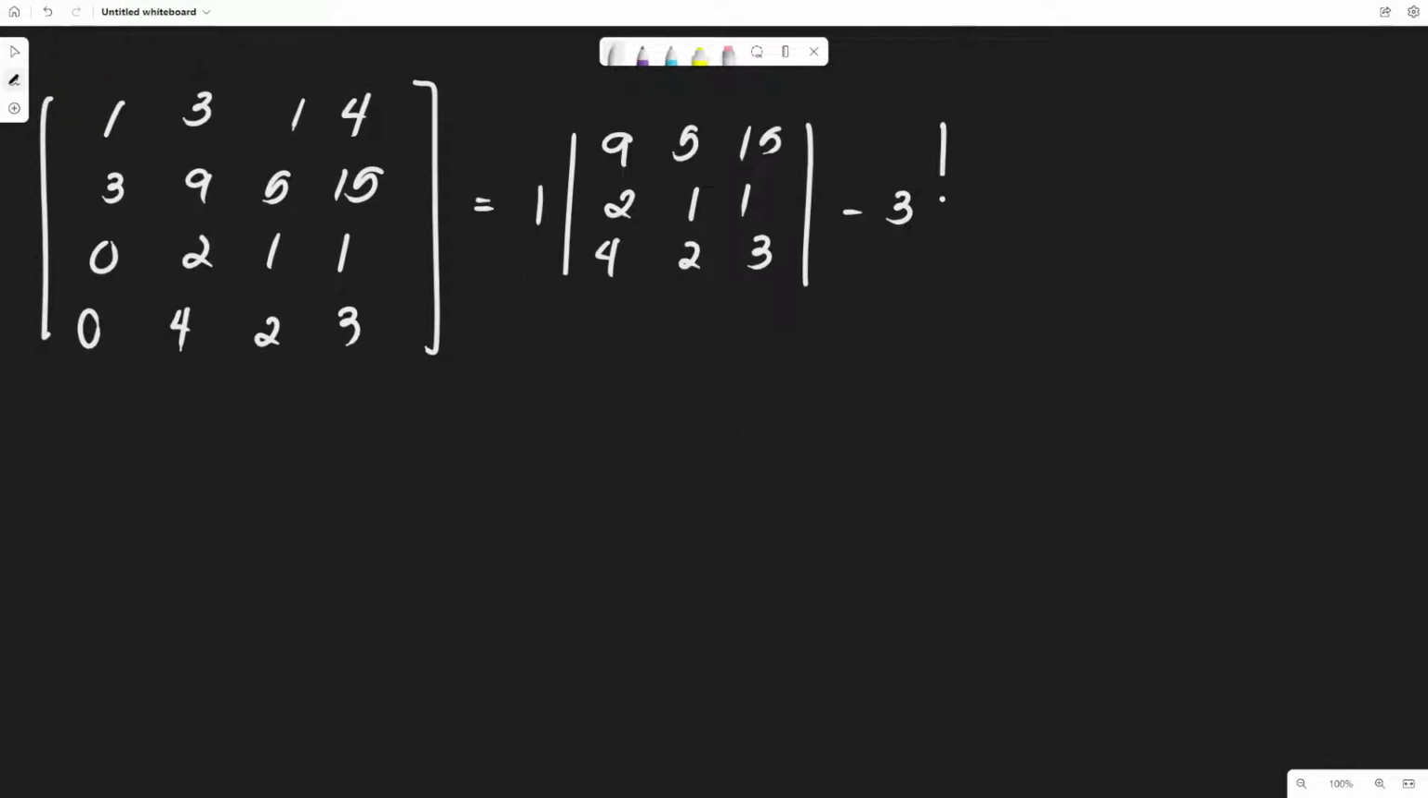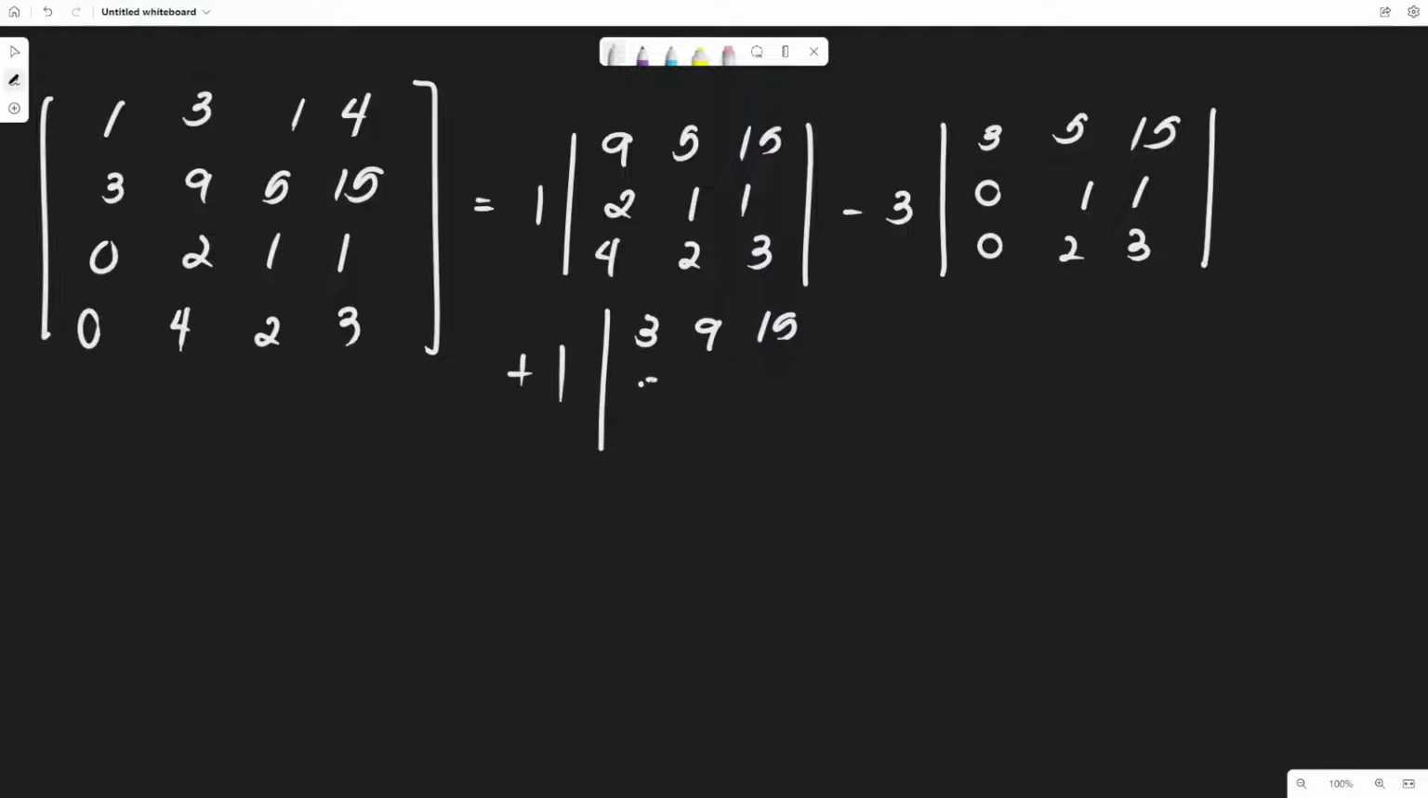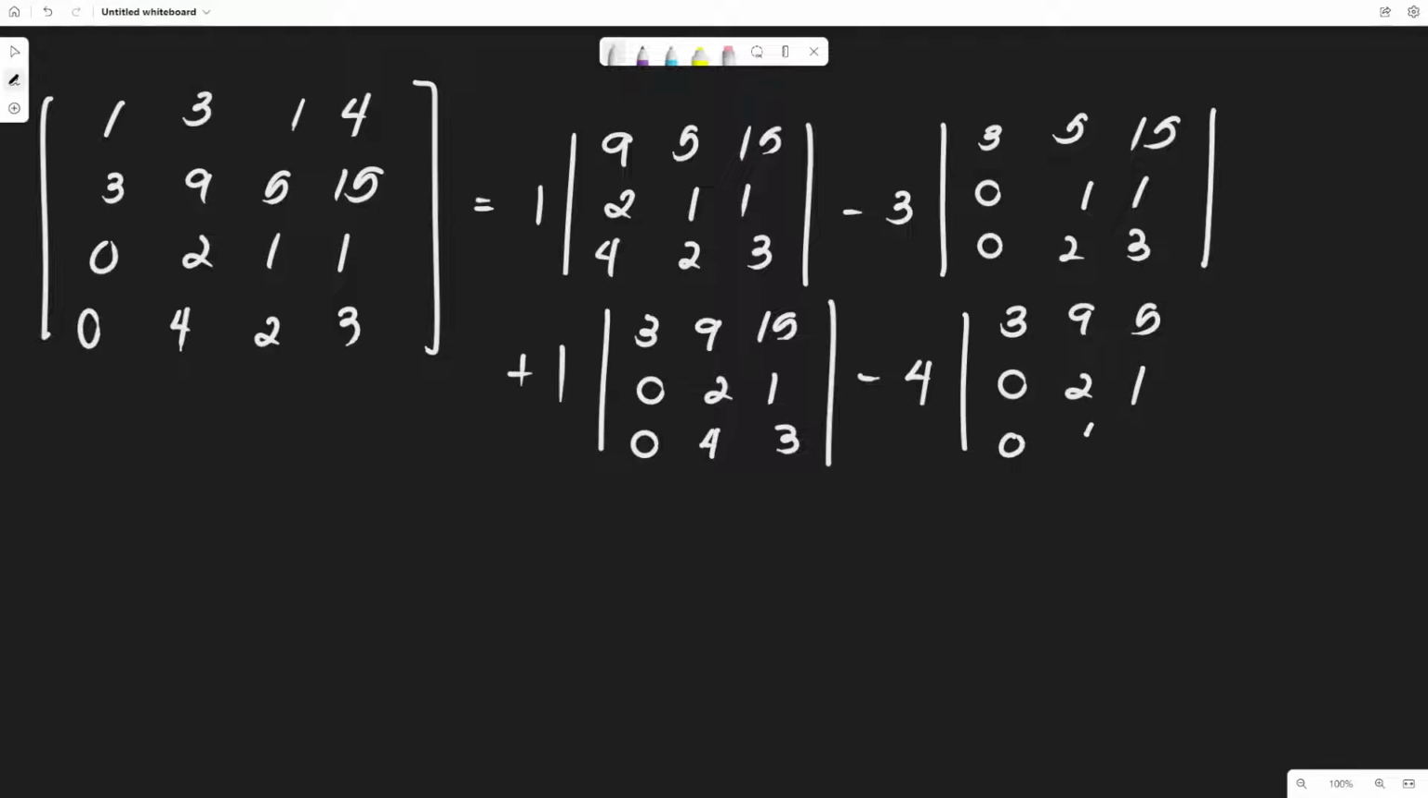So, we have the matrix 3, 5, 15, 0, 1, 1, 0, 2, 3. Then, plus 1 again, with the matrix 3, 9, 15, 0, 2, 1, 0, 4, 3. And lastly, we have negative 4, with the matrix 3, 9, 5, 0, 2, 1, 0, 4, 2. So, that is how you get the determinant using cofactor.